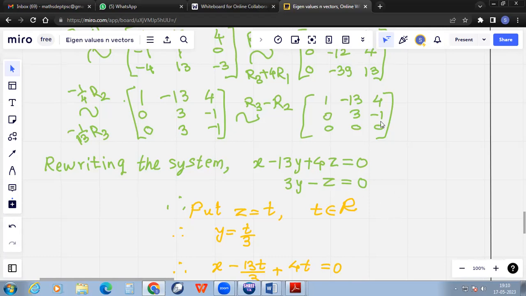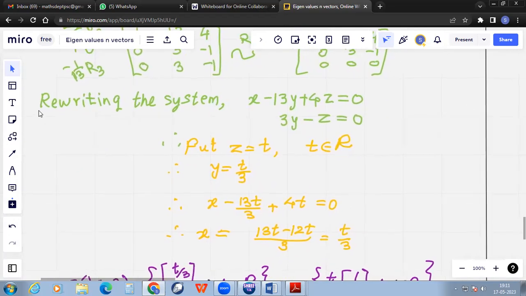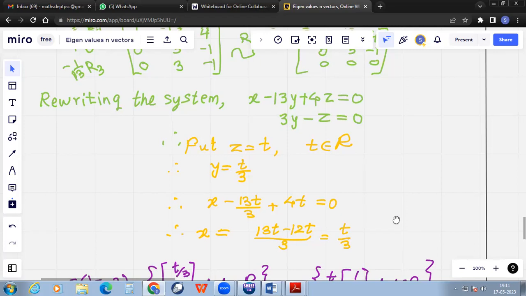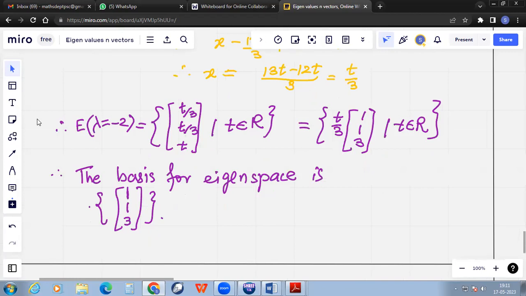Now you don't have any clue for z, what z will be. So that means z is free and we'll assign it some t. So put z equal to t, t belongs to R. Now rewriting, back substitution helps us. If I back substitute, I'll get 3y equal to t, meaning y is t by 3. And putting the values of y and z back in the first equation, x will be t by 3. So we get our solution.